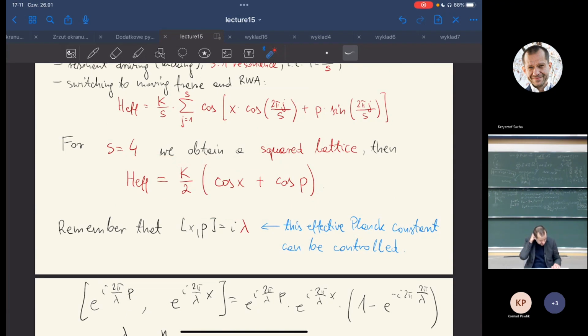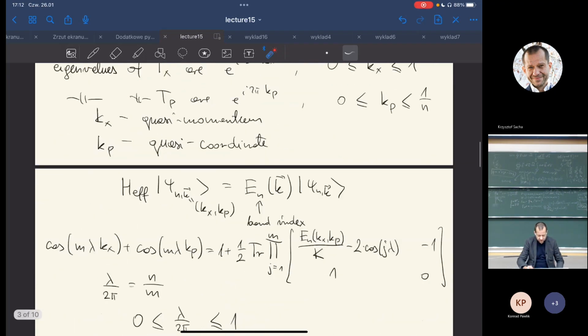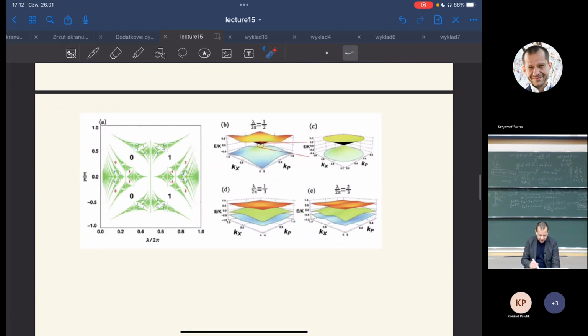The equation is very simple, and this simple system can reveal a band structure, and this band structure, depending on what value of the effective Planck constant we choose, can possess topologically non-trivial properties. So I think that is all concerning phase space crystals.